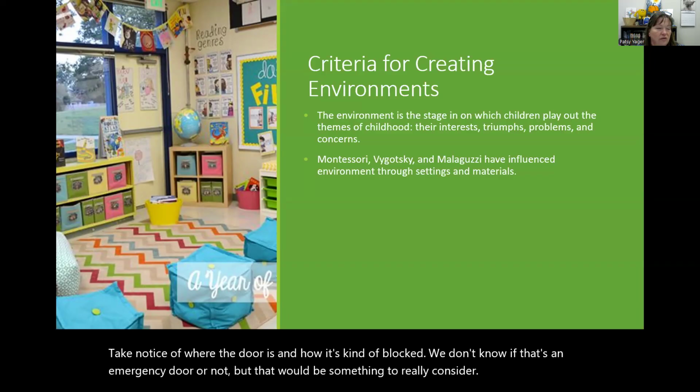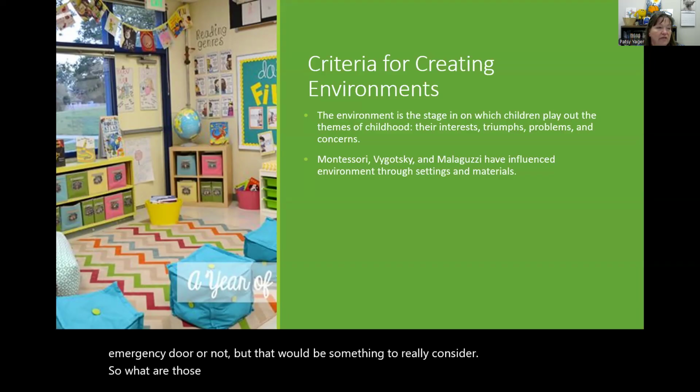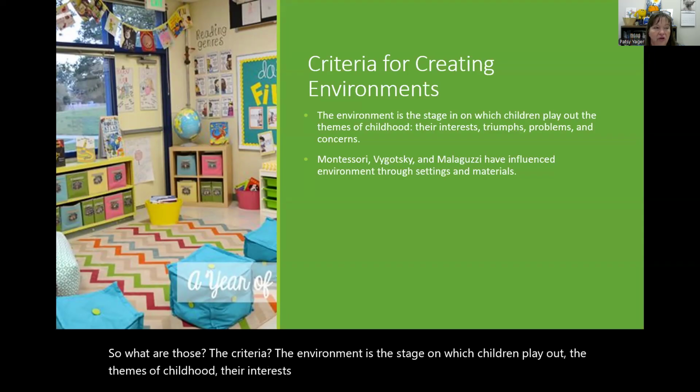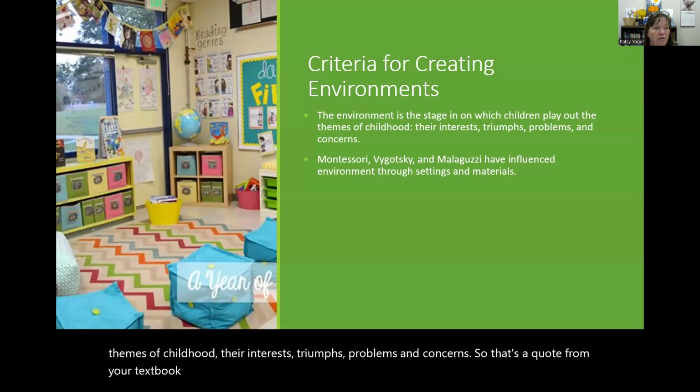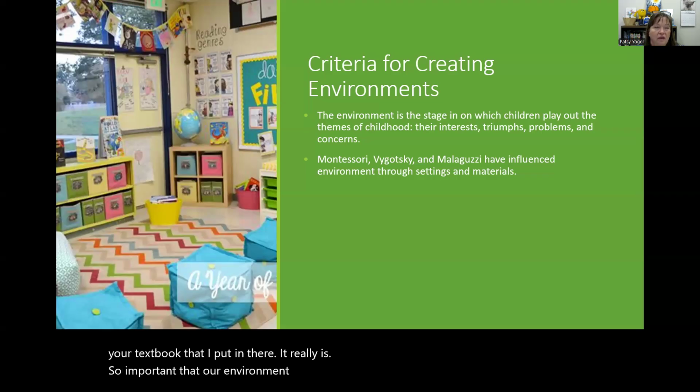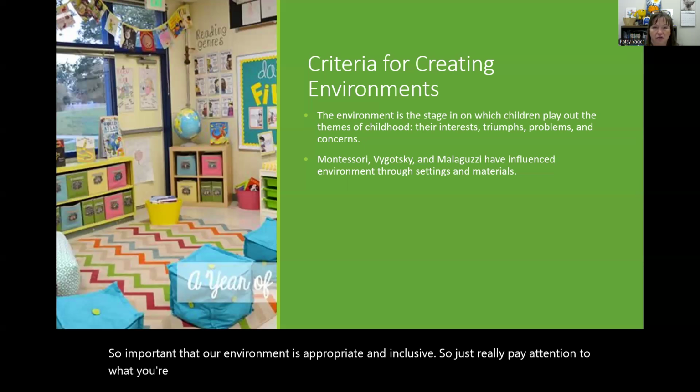So what are the criteria? The environment is the stage on which children play out the themes of childhood, their interests, their triumphs, problems, and concerns. So that's a quote from your textbook that I put in there. It really is so important that our environment is appropriate and inclusive. So just really pay attention to what you're seeing when you're looking at different environments.